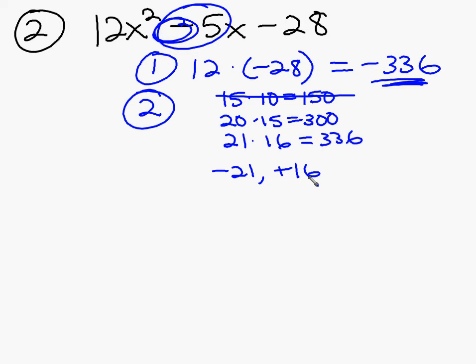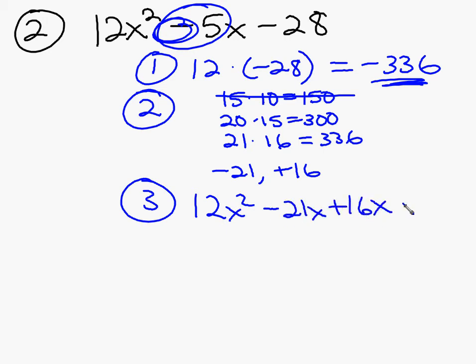And then from there on, isn't it the same process? I'm not going to finish this one all the way. Your next step would be 12x squared minus 21x plus 16x minus 28. And I think you would be good from that point on. Okay? So the hard part there is finding the two numbers.